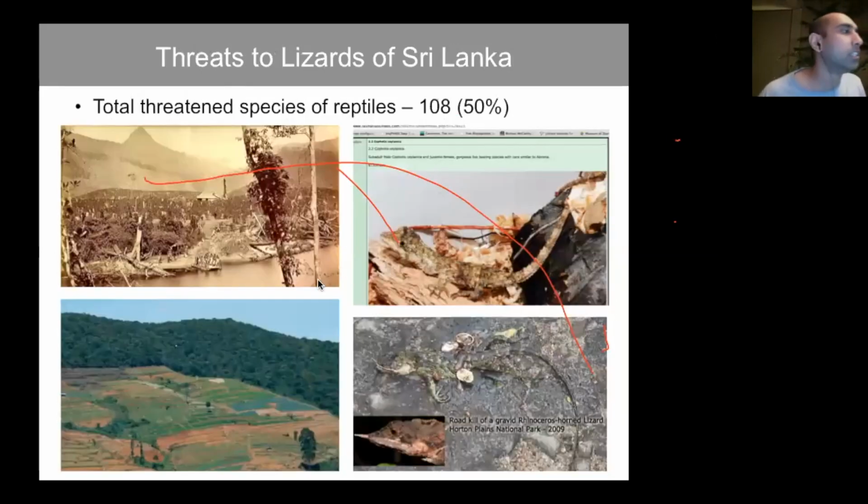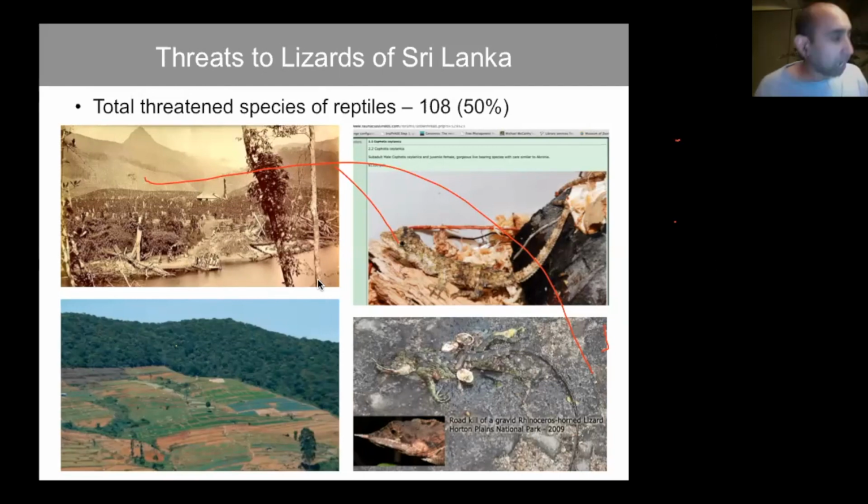So finally, I just want to briefly mention the threats to the lizards of Sri Lanka. Of the 241 species of lizards in Sri Lanka, 108 species are threatened with extinction. So it's almost 50%. The major threat is the loss of habitats, which has been going on since colonial times, and it's still going on even in recent times. So that is the major threat to the lizards of Sri Lanka.